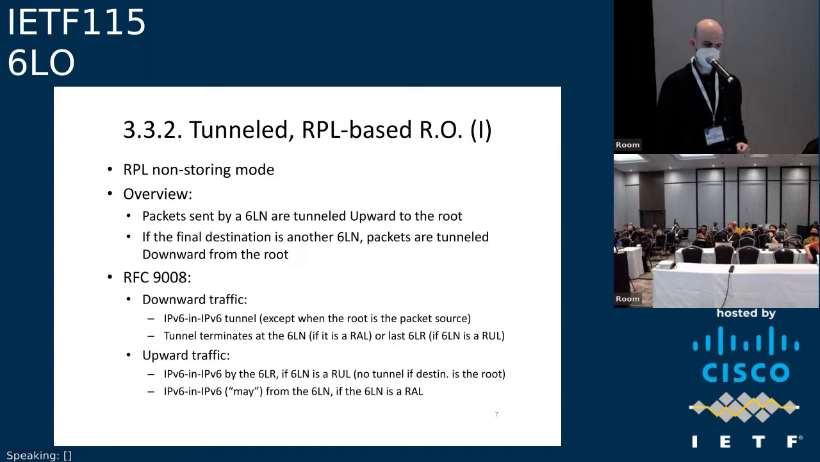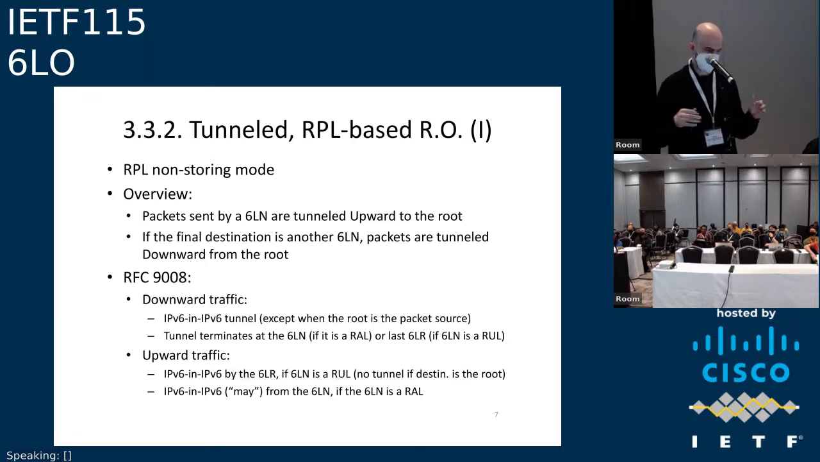On the tunnel RPL-based route over approach, the assumption is that we are using RPL non-storing mode. And the overview would be as follows. Packets sent by a 6LN are tunneled upward to the root. And if the final destination is another 6LN in the same RPL domain, then the packets are tunneled downward from the root. Then we have RFC 9008, which describes how a packet would be transmitted from a 6LN to another node, which could be another 6LN or the root in the same RPL domain, or an external node.